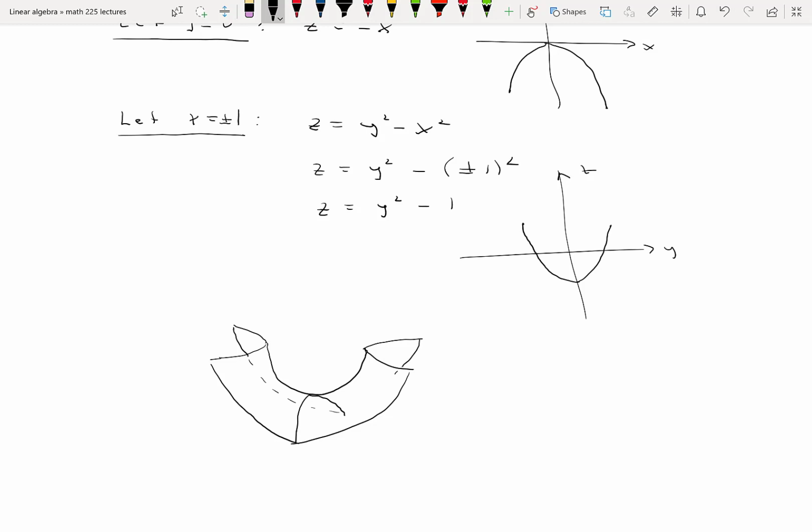Here we go. I'm hoping you see a saddle. I put the axes back in: y, negative y, z, negative z, x, negative x, y. I'm hoping you see a saddle.